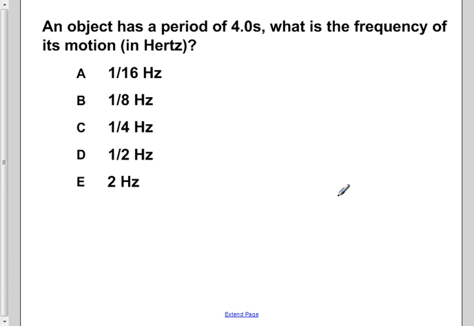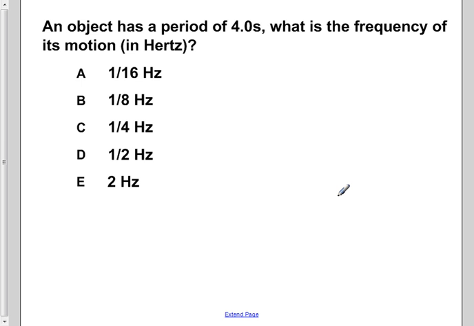An object has a period of 4 seconds. What is the frequency of its motion in hertz? A, 1/16 hertz, B, 1/8 hertz, C, 1/4 hertz, D, half a hertz, or E, 2 hertz.